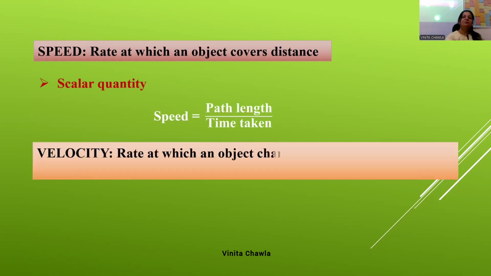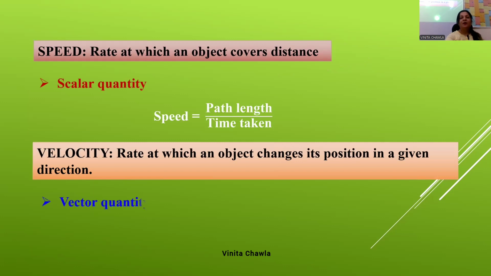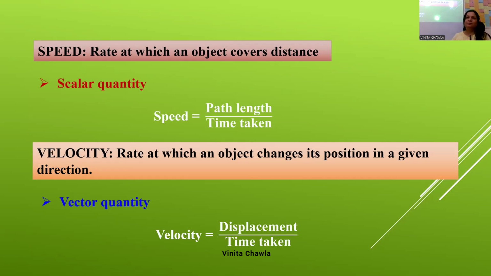And what is velocity? Displacement upon time, or we can say the rate at which an object changes its position in a given direction. And velocity is a vector quantity. Or we write the formula for velocity as displacement upon time taken. Please write the formulas.